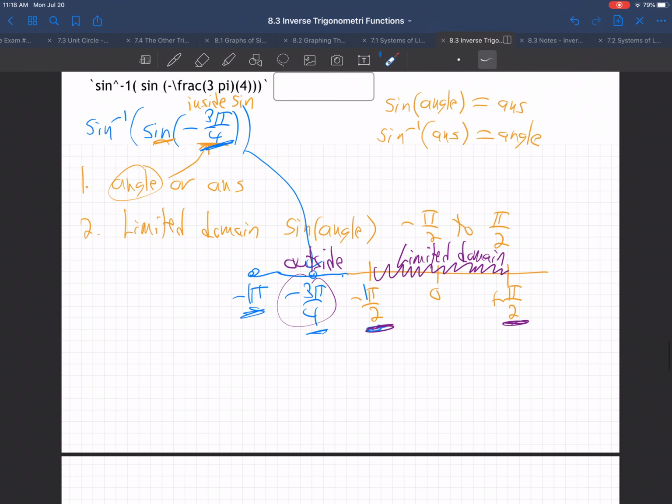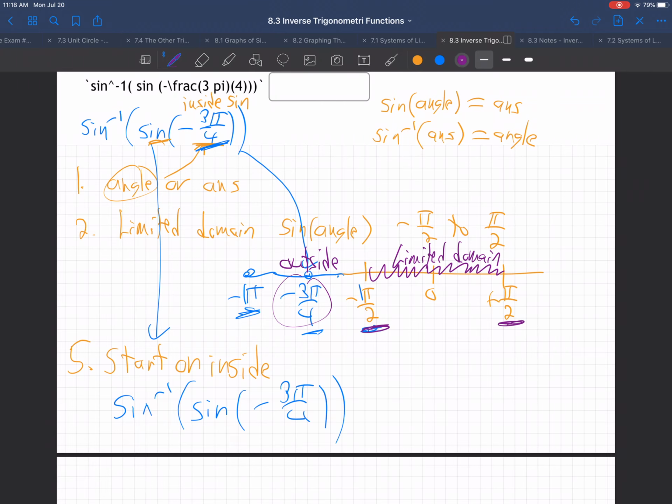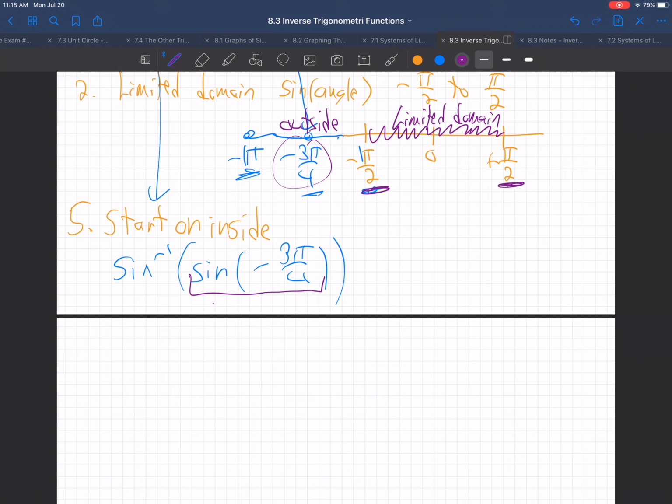Let's get back to it. Bringing the problem on down here. So we're on step 5. Start on the inside because it's an angle and it's outside the limited domain. So that's going to be sine inverse of sine of minus 3 pi over 4. So start on the inside. Here is the inside, so bring that down. In other words, just figure out the sine of negative 3 pi over 4 first, and then finish the problem from there. How do we find the sine of negative 3 pi over 4?